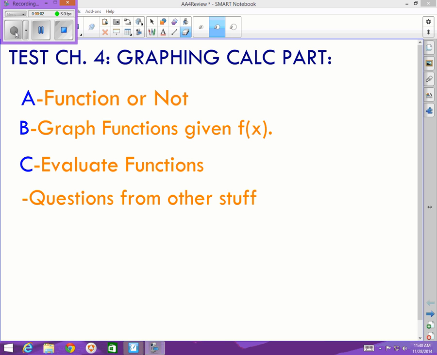The Chapter 4 test comes in two parts. Graphing calculator part, which deals with determining if something is a function or not, graphing functions given f of x, evaluating functions, and then questions from other material.